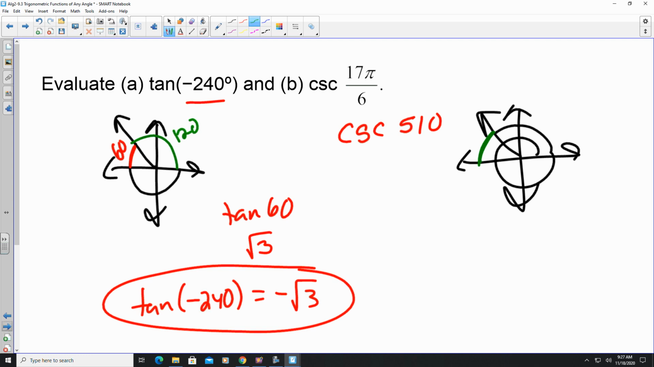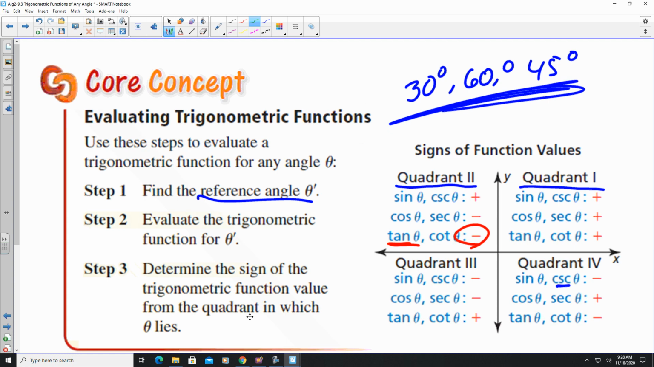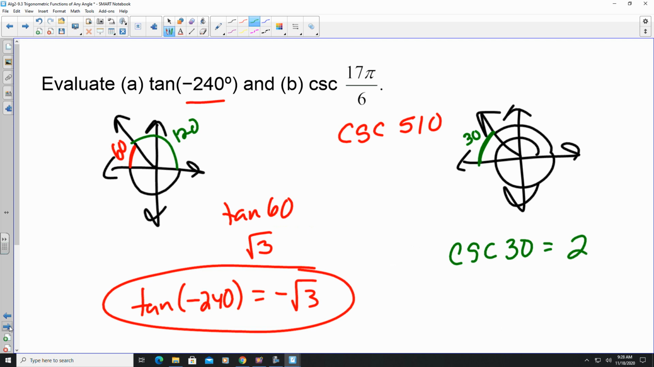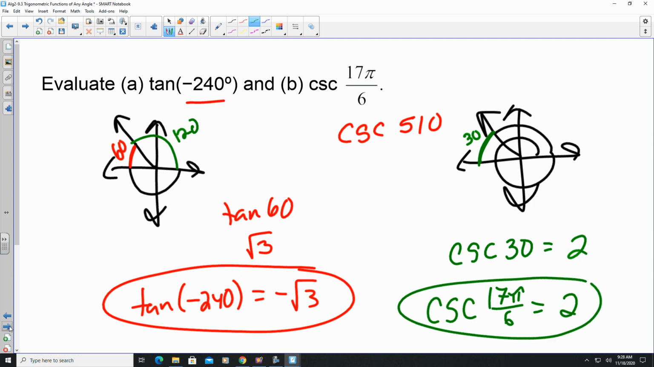If I took 510 subtracted by 360, I get 150. 180 minus 150 is 30. So my reference angle right here is 30. Now I have to find the cosecant of 30 degrees. Well, if I go back to my chart, cosecant of 30 degrees is 2. Now this is also in quadrant 2. I look at it, and it's positive. So that means that in this particular instance, cosecant of 17 pi over 6 is just positive 2.